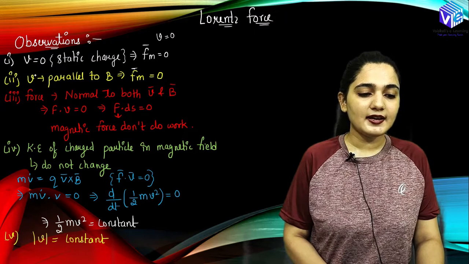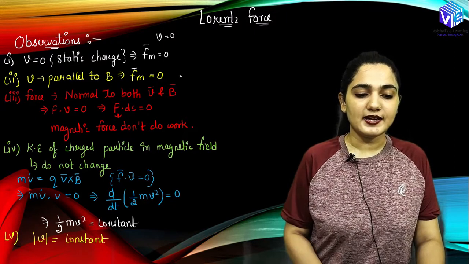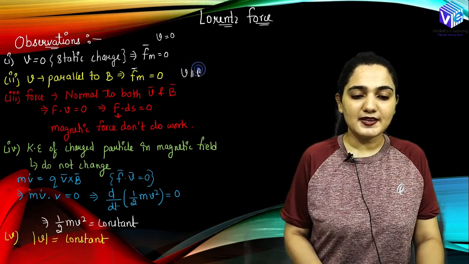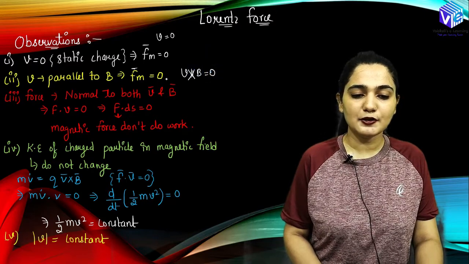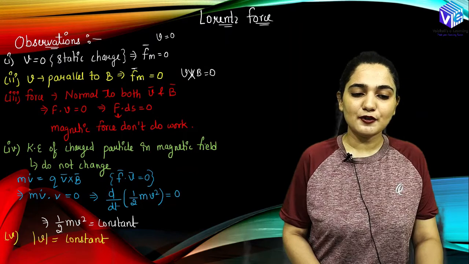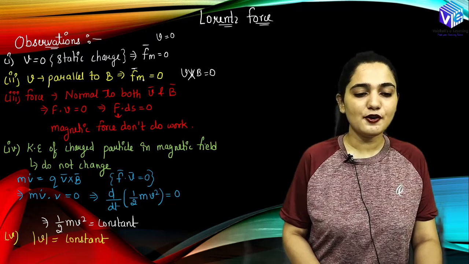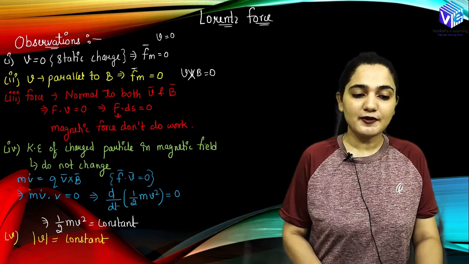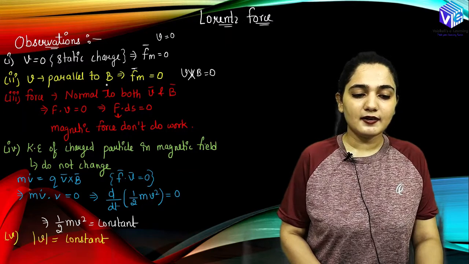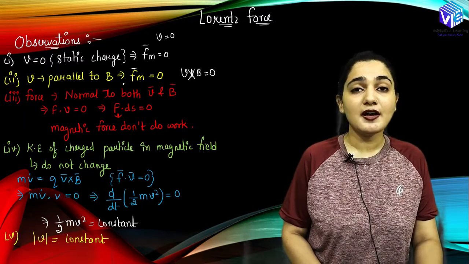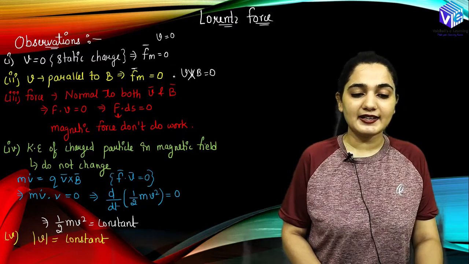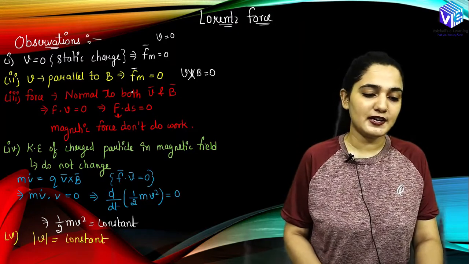Now if I consider that V is parallel to B. So when V is parallel to B, V cross B will be equal to 0. And when V cross B is 0, Q V cross B will also be 0 and Fm will be 0. So when the charge is moving parallel to the magnetic field, at that time I will not be having any magnetostatic force.